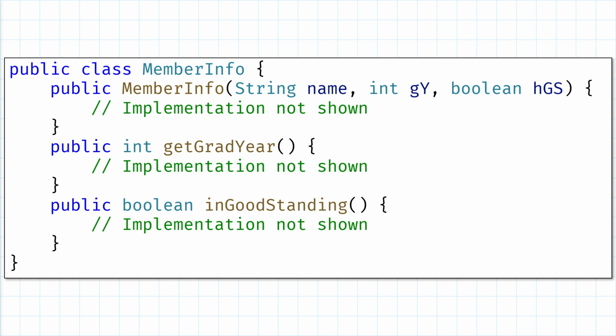What's important here is that a constructor is defined and they give us the order of expected parameters. That's going to be important in part A. And each member has two methods, getGradYear and inGoodStanding, that we'll use in part B.